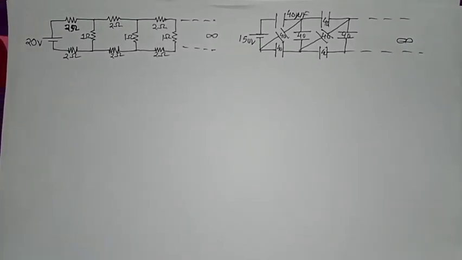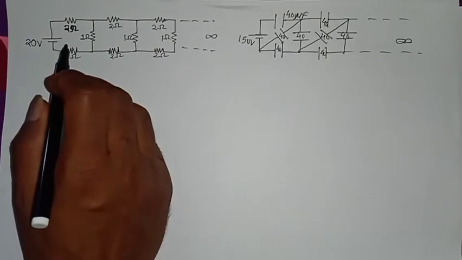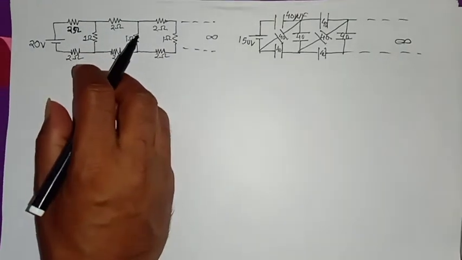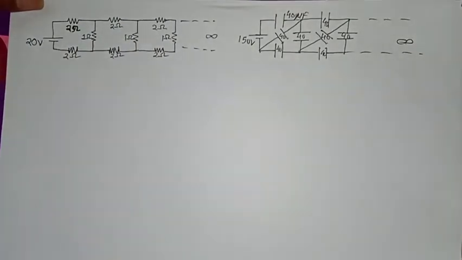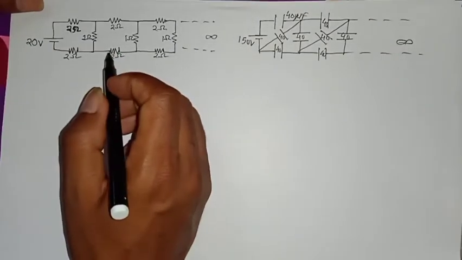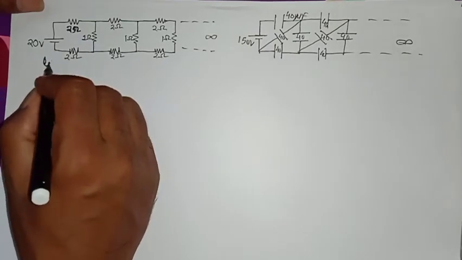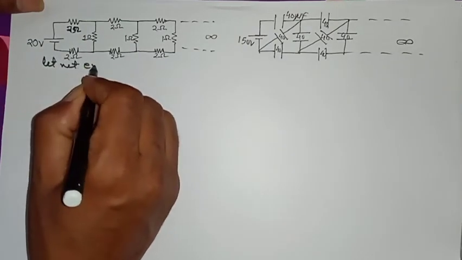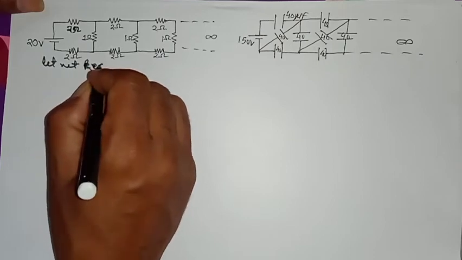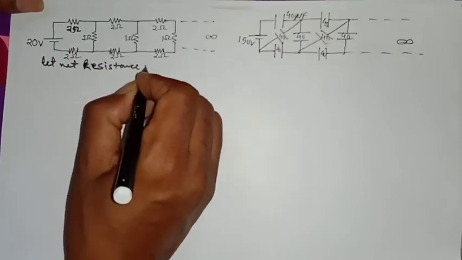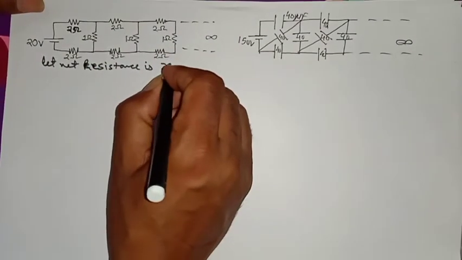Circuit simplification, circuit combination type questions. Here we have a network of resistance, an infinite network. In such a problem, we can assume that the net resistance is X.